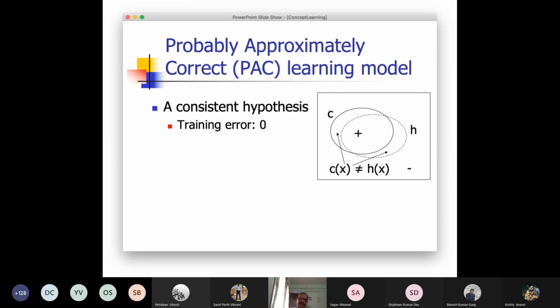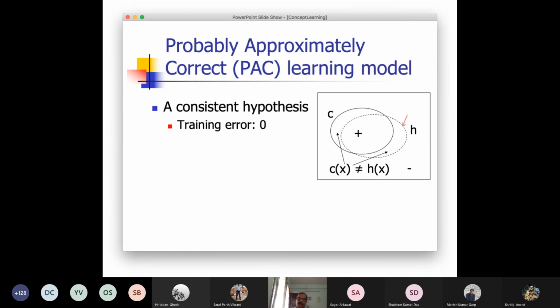Because the idea here is, where is the catch? The catch is that you are observing only a subset of your space. Though your training error is 0, which means whatever you are observing are all true labels, there is no error in your labeling, based on that you have derived a hypothesis. But there are many hypotheses, as you have already seen in your version space, which also satisfy that.